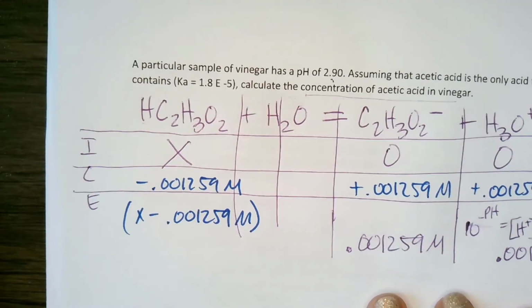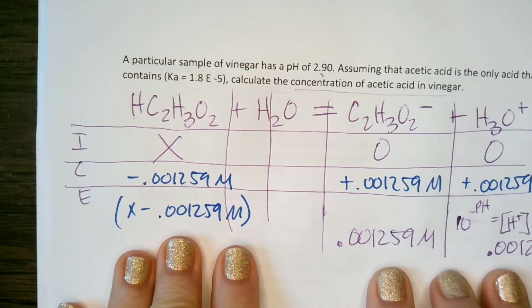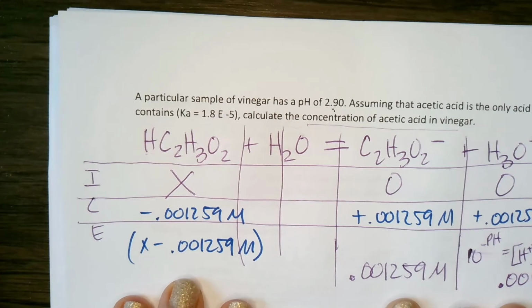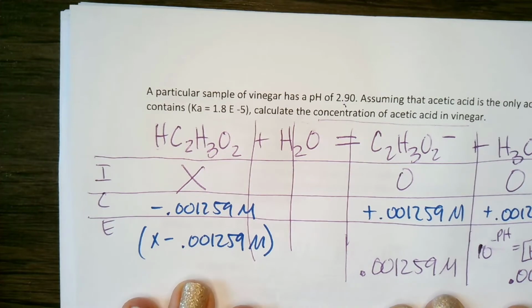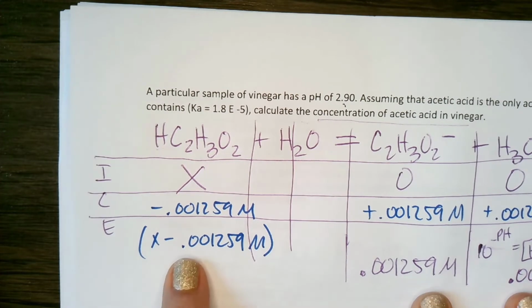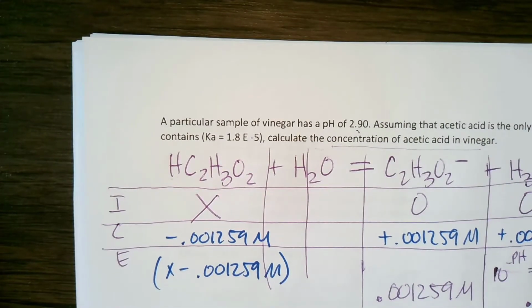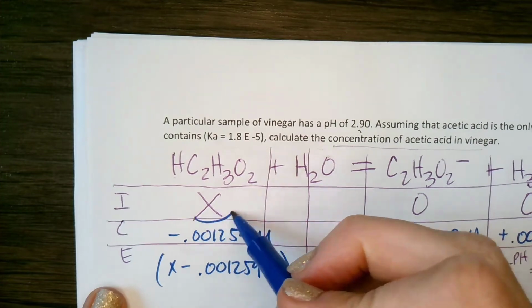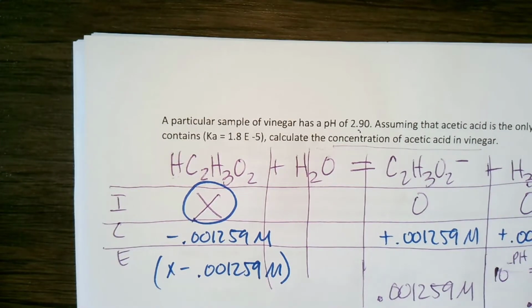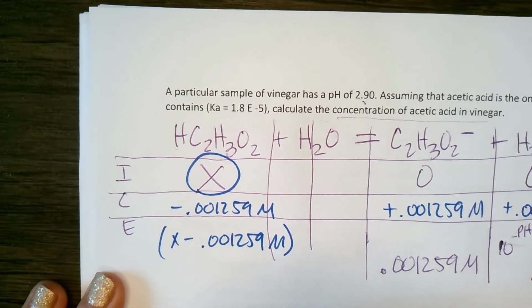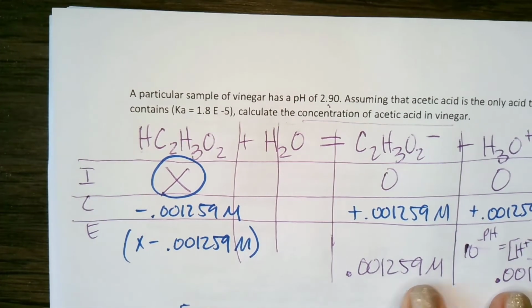So now my only missing variable is X, and I know my Ka. So I can plug this all into my equilibrium expression for my weak acid by doing products over reactant and setting it equal to 1.8 times 10 to the negative fifth, and solving for X. When I solve for X, that will give me my initial concentration. So let's do some calculator work here. Our Ka, which is 1.8 times 10 to the negative fifth, is equal to our products. So this times this is equal to this squared.